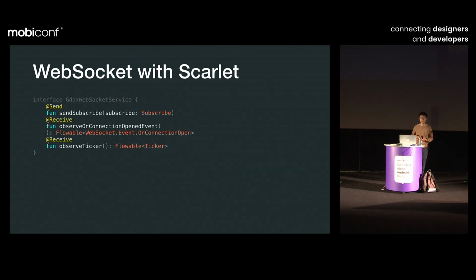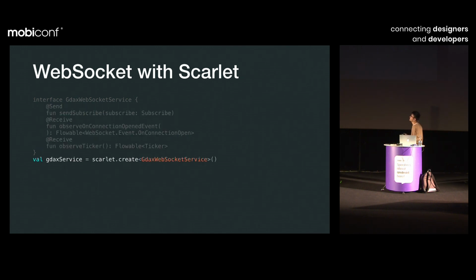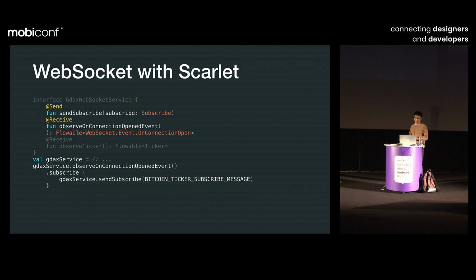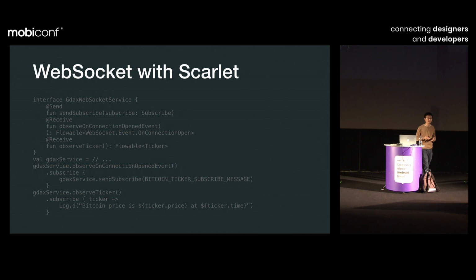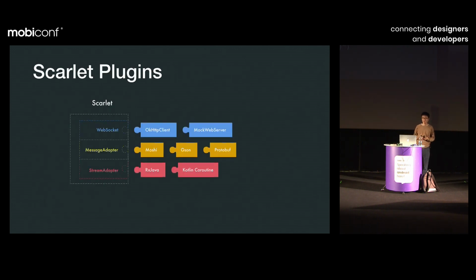Just to recap, we integrated the GDAX WebSocket API by declaring 3 methods in an interface. We used Scarlet to generate an implementation of this interface. And after we send a subscribe message to the server, we process the tickers one by one. We did it in about just 10 lines of code. That's very easy. So we have seen how declarative Scarlet is.